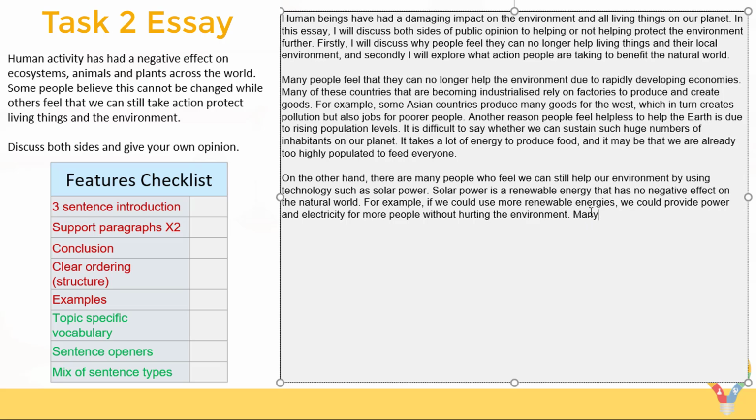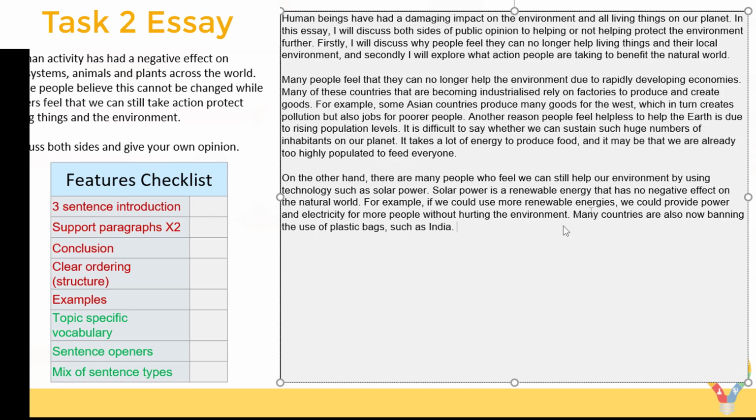So we could say many countries are also now banning the use of plastic bags, such as India. I've included an example there in my topic sentence. And let's give an example for why this is a positive thing.